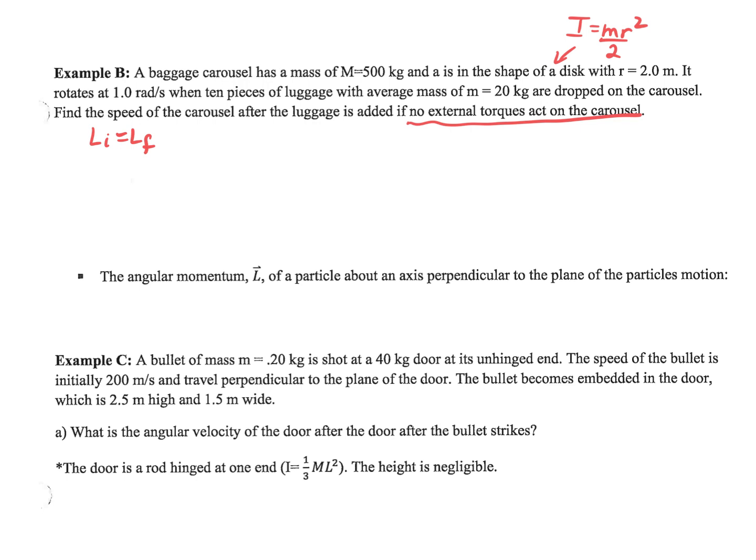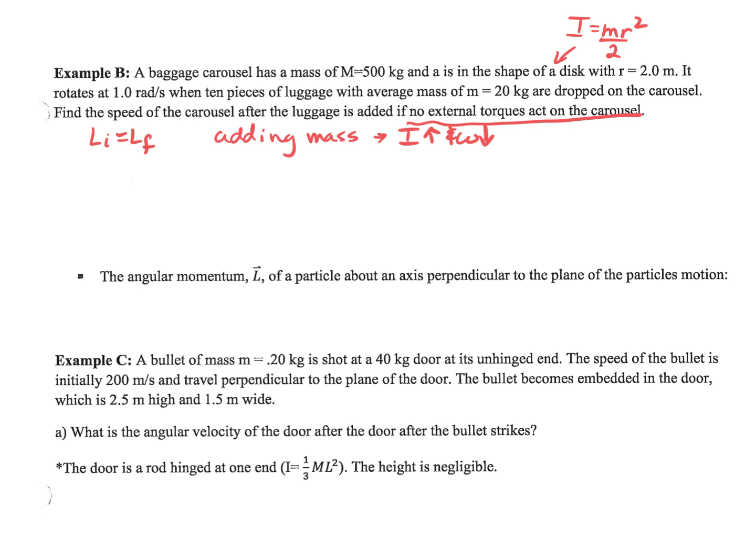So we're going to drop 10 pieces of luggage onto the carousel, and find the speed of the carousel after they're added. So if we have no external torque acting on it, then what's going to happen? We're adding mass, which means the inertia is going to go up, which means angular velocity goes down. So we're going to expect the angular velocity to decrease. In other words, it's going to slow down its rotation.